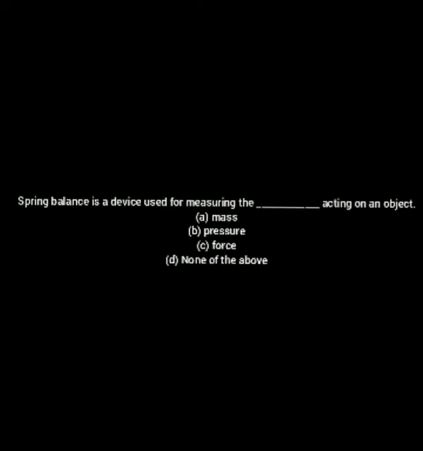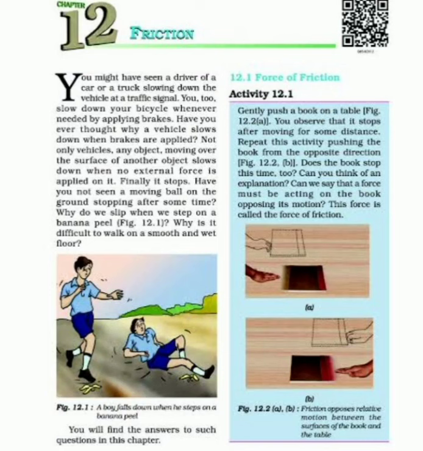Next question: a spring balance is a device used for measuring the dash acting on an object. What is the answer? You can write it in the note. Option A mass, B pressure, C force, none of these. Okay children, today we have discussed what is meant by friction, what the force of friction is, the factors affecting friction, and the last point, friction a necessary evil. Now you have learned all these things.